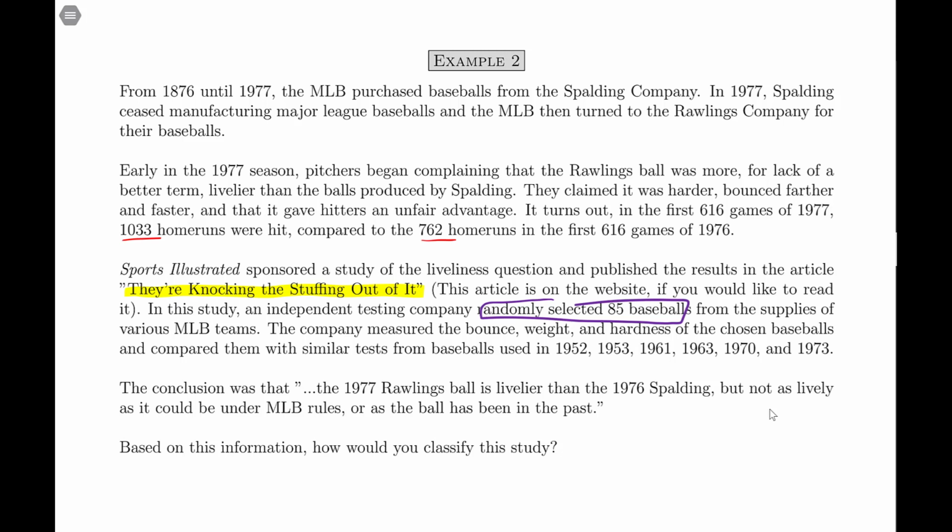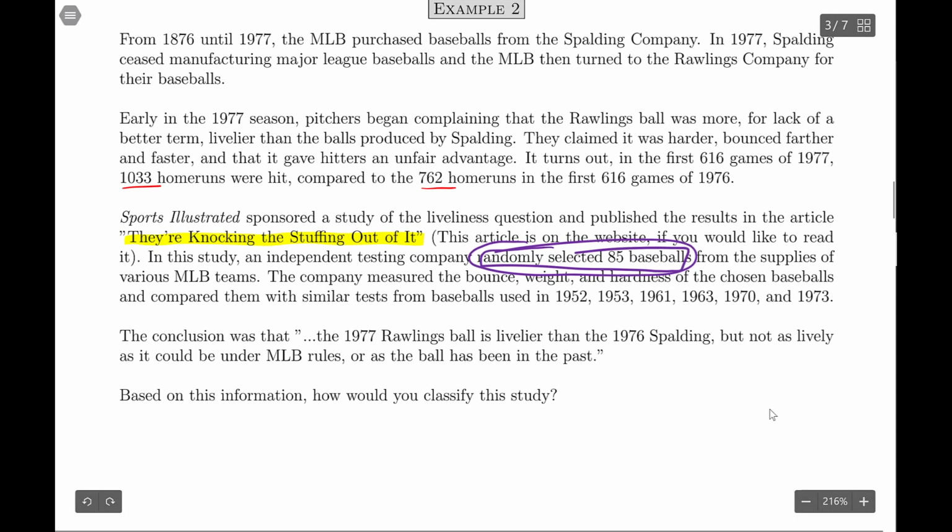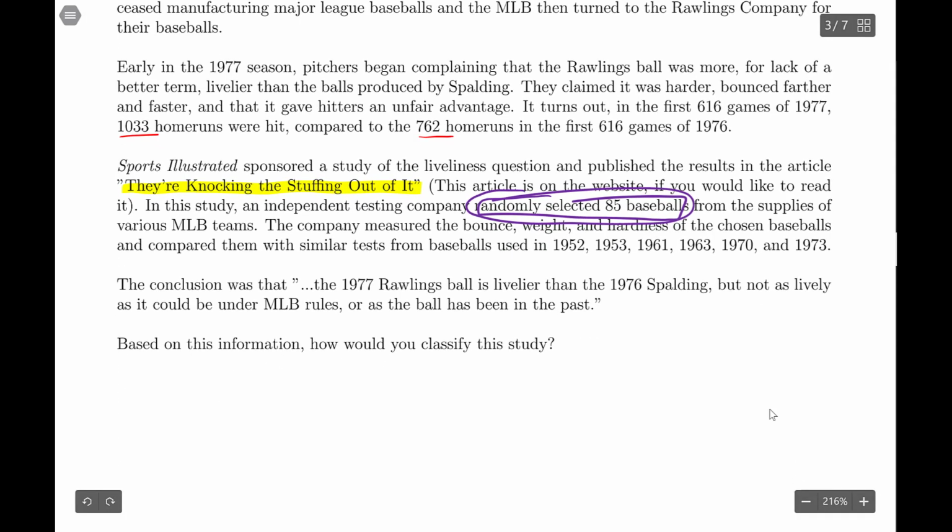So based on that information, do we want to classify this study as descriptive or inferential? Well, this is definitely going to be an inferential study because of the note that we circled here in purple, that they randomly selected 85 baseballs. They didn't select every single baseball. They just took a small portion of the entire population, which in this case is all of the baseballs in Major League. They just looked at 85 of them. So this would be classified as an inferential study.